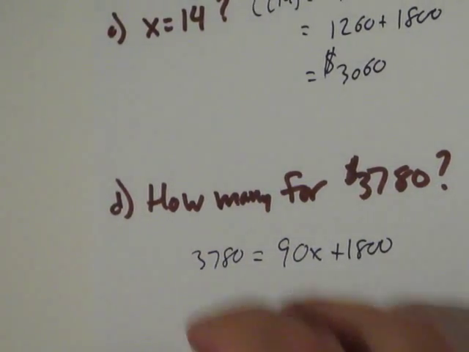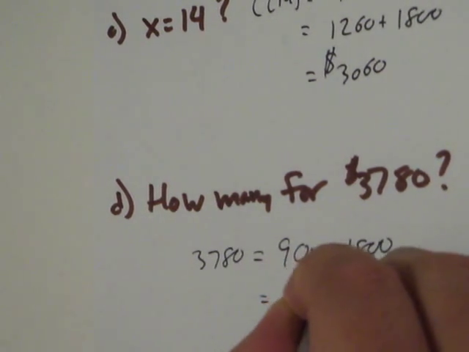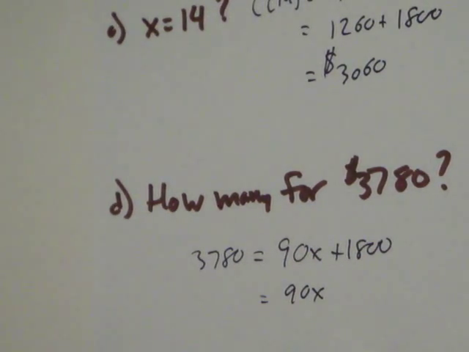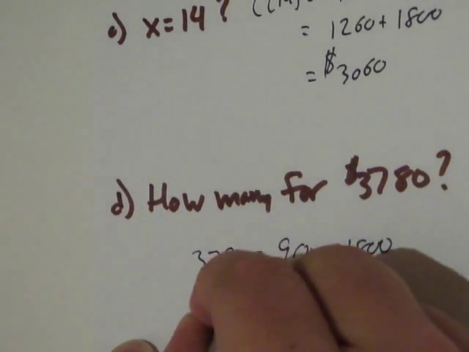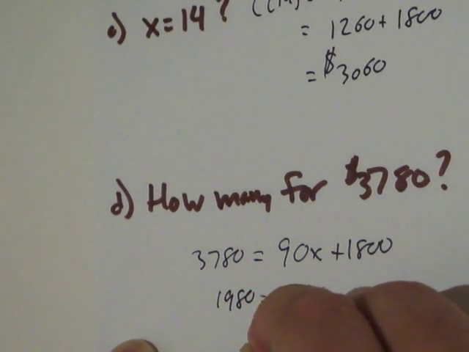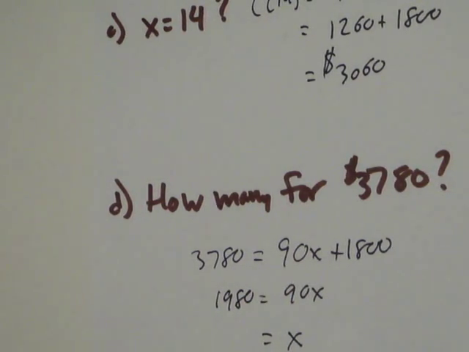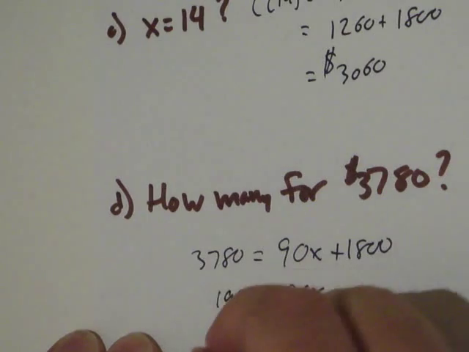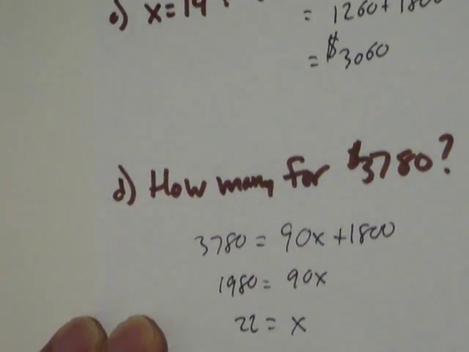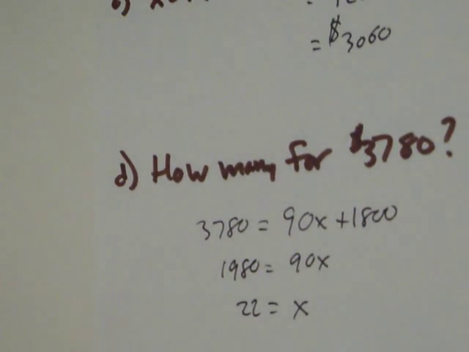We'll subtract the 1,800, so 90x on this side, and we get 3,780 minus 1,800, which is 1980. And then divide by 90, and what do we get? 22. Which means that if they made 22 bicycles one day, it would cost them this much money to keep the factory running. And that's how that works, guys.